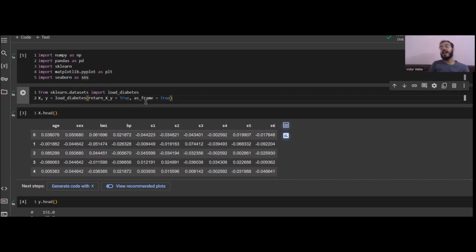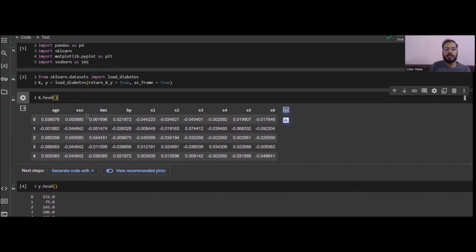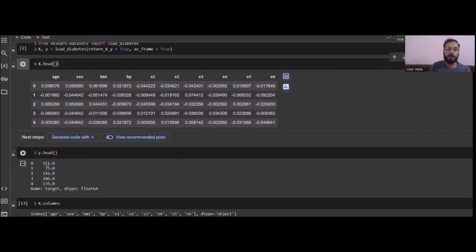As_frame means as a data frame, as a pandas data frame, right? So once I've done that, I can just quickly write x.head, and you can see that we have age, sex, BMI, average blood pressure, and these S1 through S6 are basically biomarkers of the blood. These are 6 different biomarkers which will help us predict the score of diabetes that we have. Okay, that is in the Y column. So if you see, Y has values 150, 175, 141, etc.